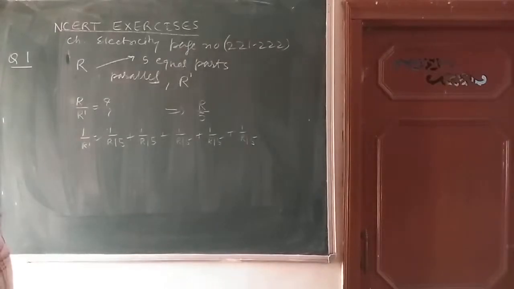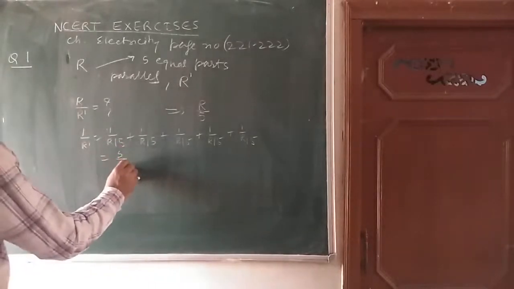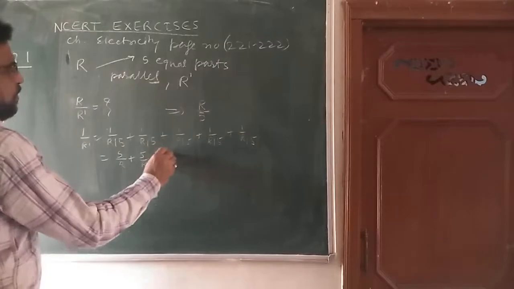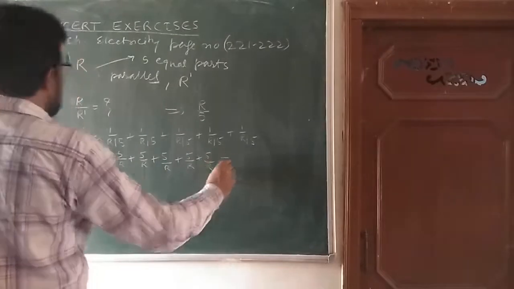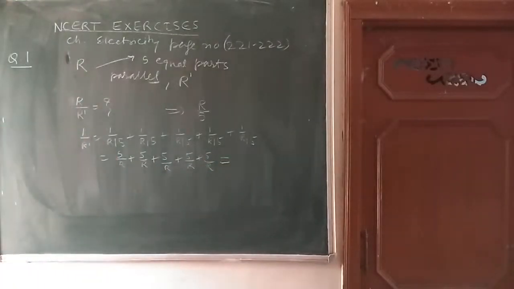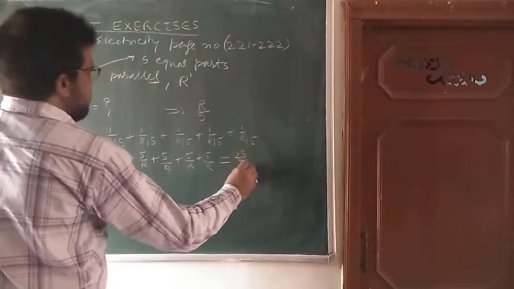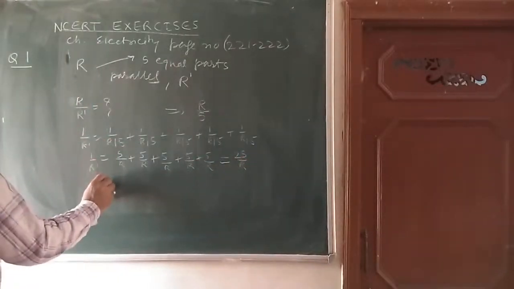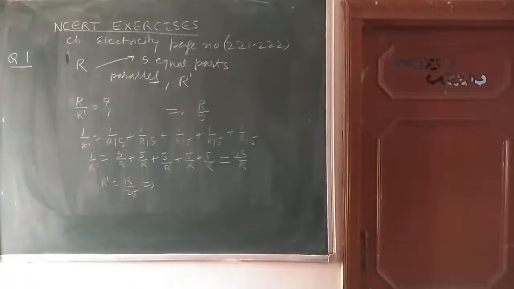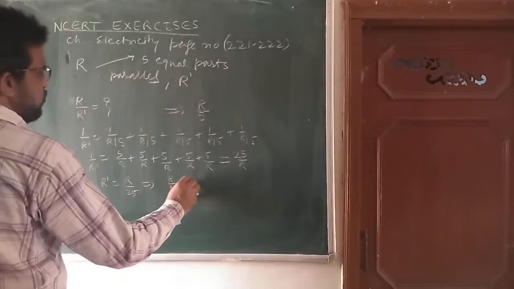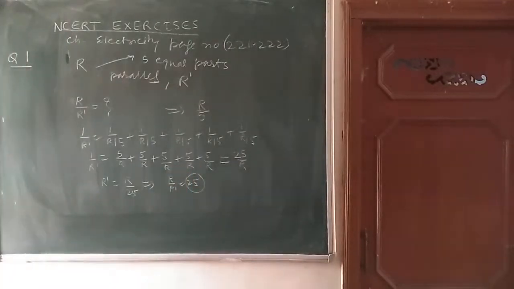Now when we solve it, 1 by R by 5 we can write down as 5 by R, 5 by R, 5 by R, 5 by R and 5 by R. Then I can write here 25 by R. So 1 by R dash is equal to this. So R dash comes out to be R by 25. Our problem is R by R dash. So R by R dash you can see here is 25. This is the answer. Option D is correct.